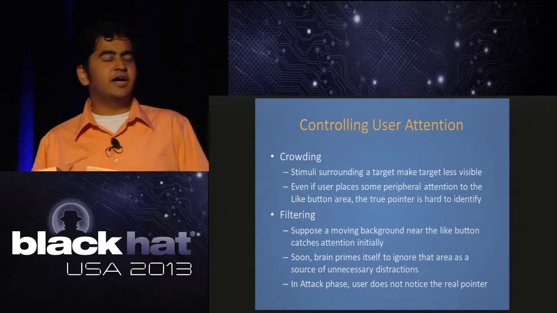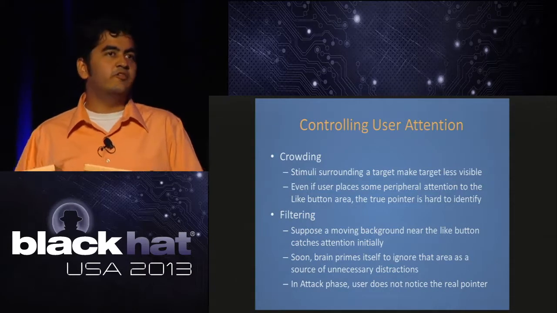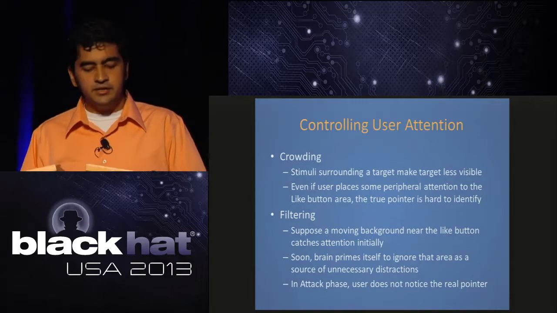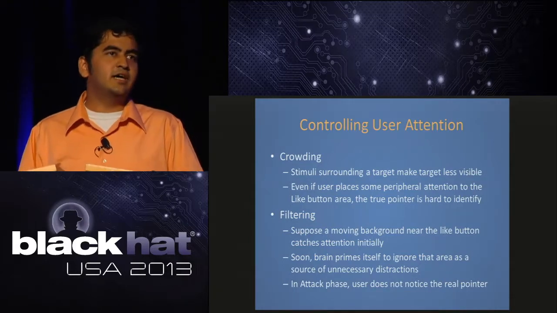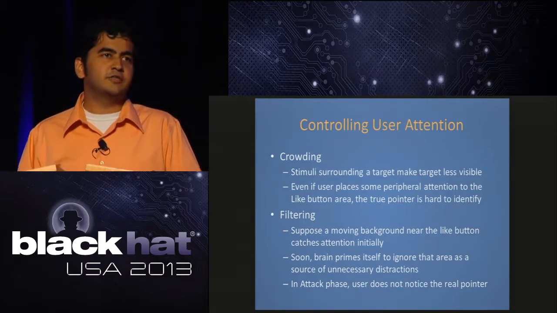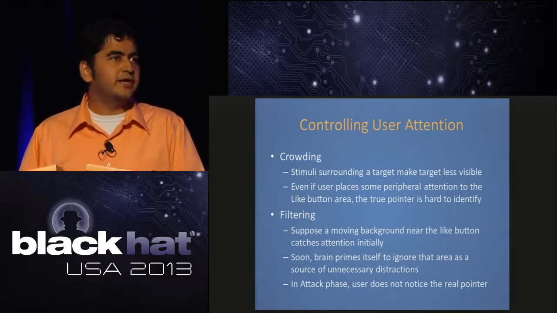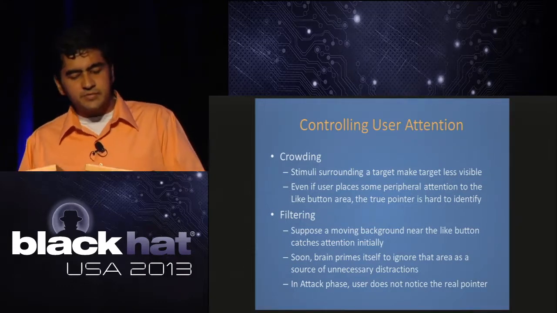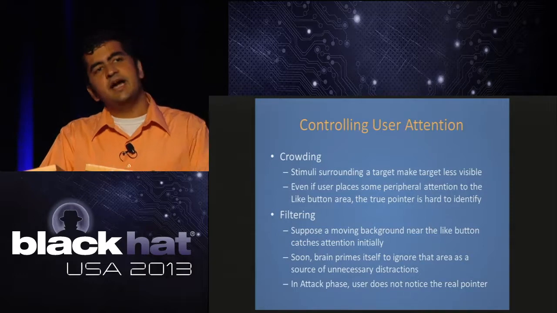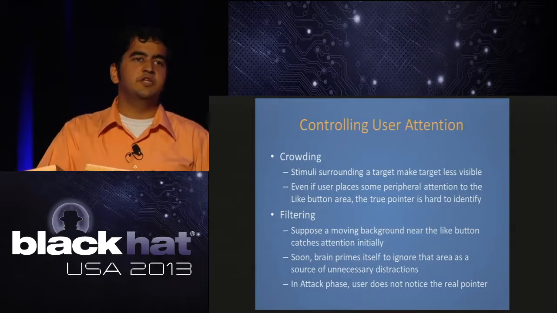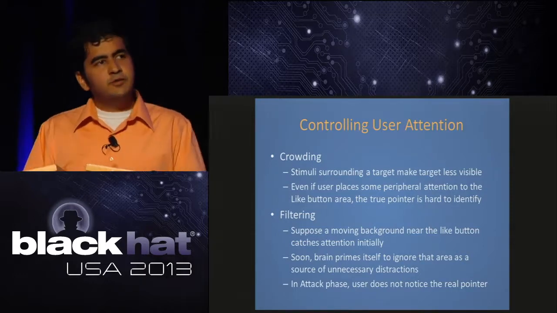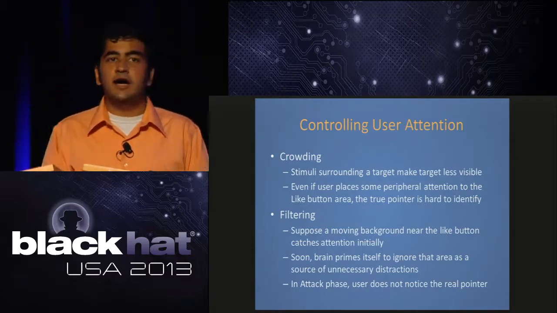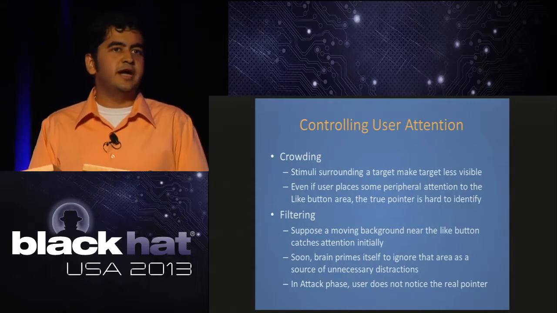Another thing that we could have tried would be a phenomenon called filtering. Suppose we had a moving background behind the like button, or something flashy behind the like button. Initially the brain will look at it and ask, oh, that's some interesting stimuli, let's take a look at it. But after a while it will realize that it's not something useful and start ignoring it as a source of unnecessary distractions. And then we can do the attack in that area because we know that the human will not take a look. I'm talking about these two because in general, controlling the attention of the user is a very useful thing in all attacks that you can do when it comes to human perception and UI security.